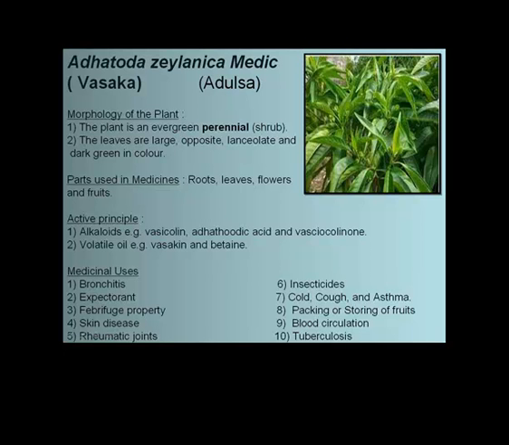Active principle. Alkaloids, for example, vasicine, adhatodic acid and vasicinone. Volatile oil, for example, vasicin and betaine. Medicinal uses. Bronchitis, expectorant, febrifuge property, skin diseases, rheumatic joints, insecticides, cold, cough and asthma, packing or storing of fruits, blood circulation, tuberculosis.